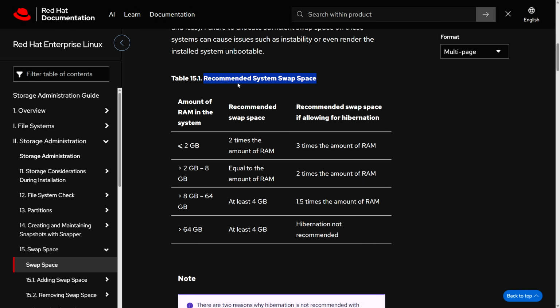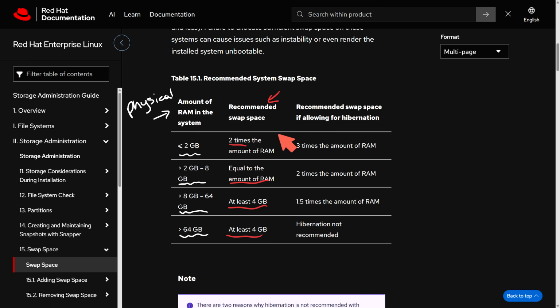For example, what the recommended system swap space should be. Now, a lot of people ask this question of how much swap do I really need if I already have plenty of physical RAM? Well, here is a simple but great breakdown from RHEL. They say that the amount of RAM in a system, so this is your physical memory, depending on how much you have, less than 2 gigabytes, somewhere between 2 to 8 gigabytes, somewhere between 8 and 64, and above 64, the recommended swap space then is 2 times the amount of RAM, equal to the amount of RAM, at least 4 gigs, or at least 4 gigs.